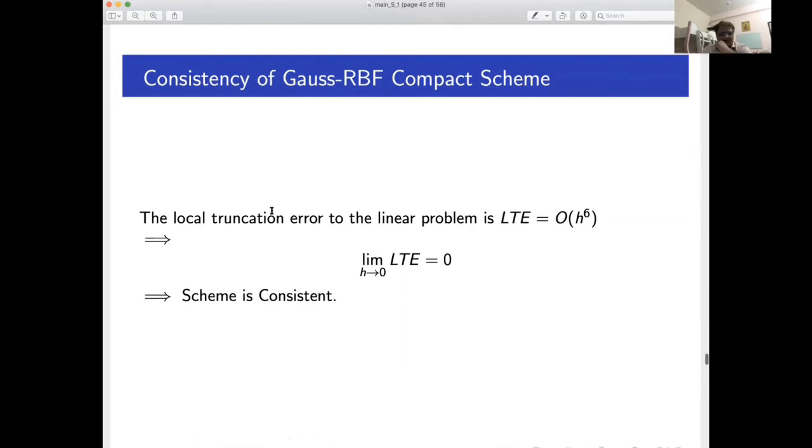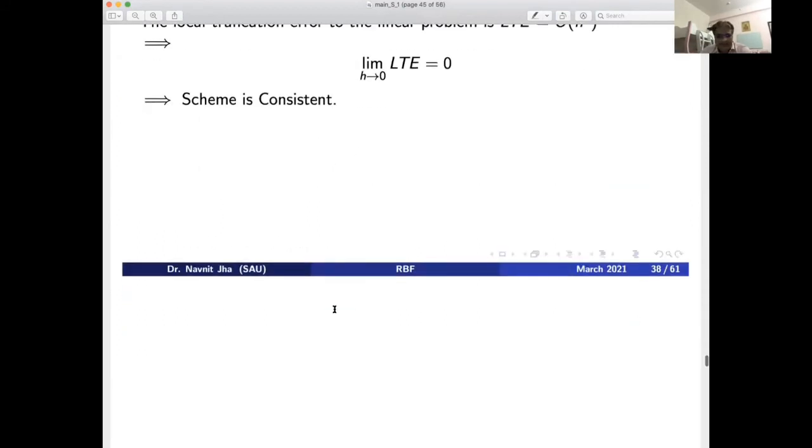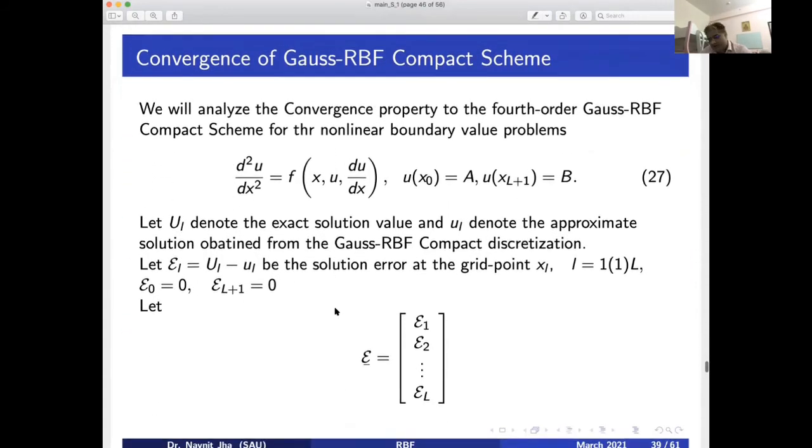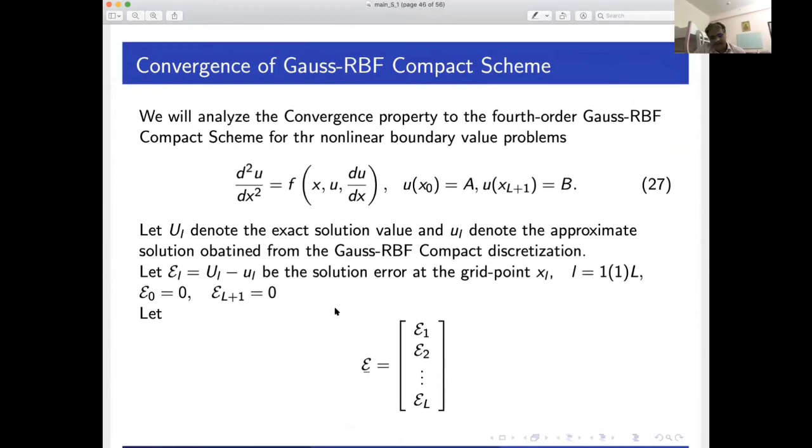Consistency, this is what I told you, the local truncation error is order h^6. So limit h goes to 0, LT is 0. So it is consistent, not a big deal. Convergence. Now, this part is a little bit cumbersome, but very easy if you try to understand, not difficult.